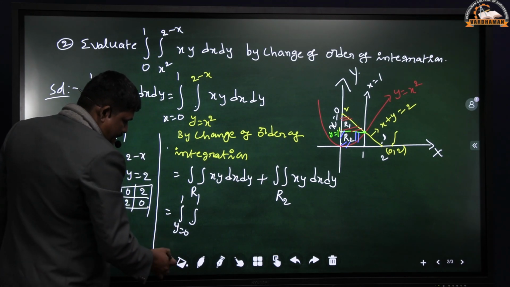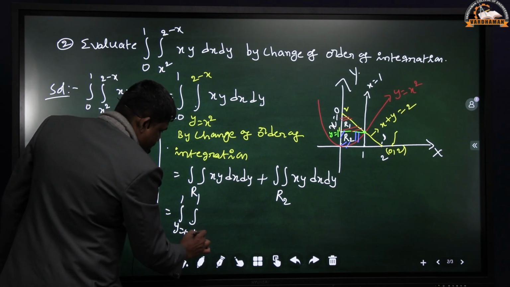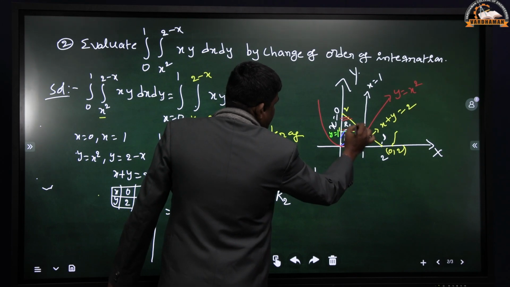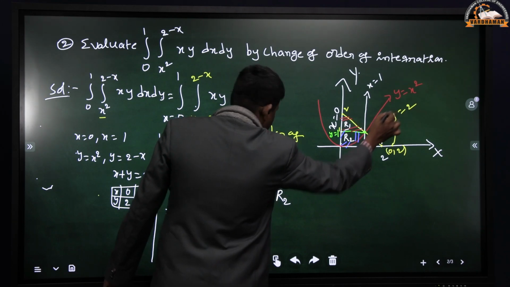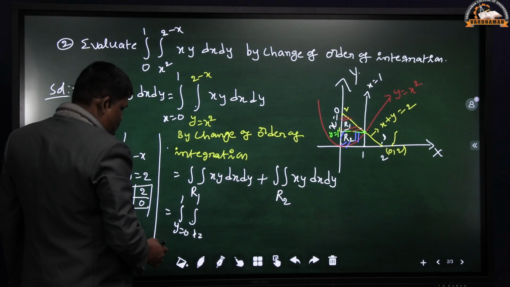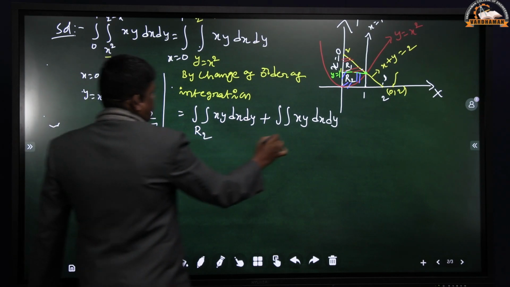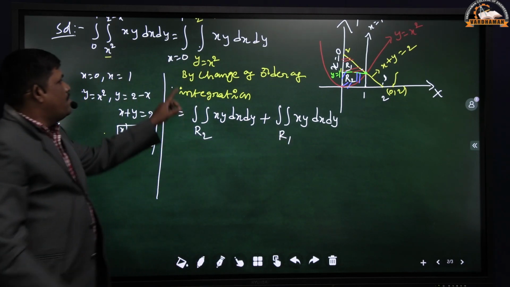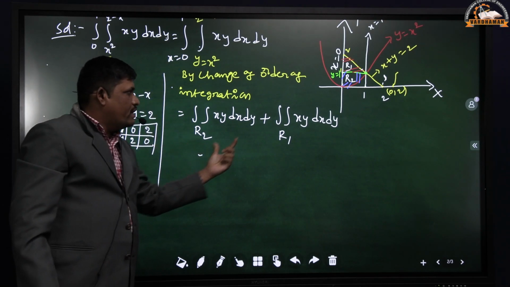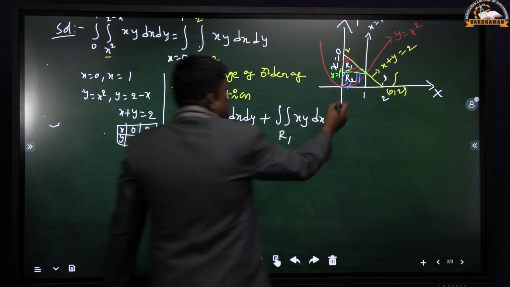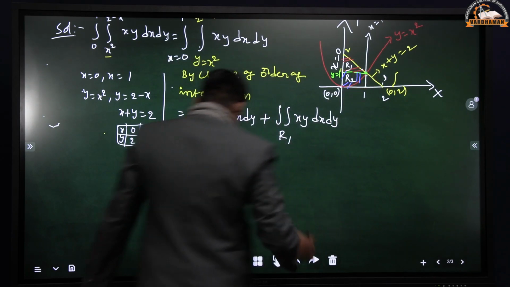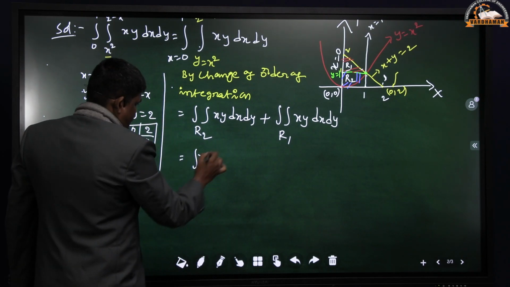Okay, and what about x limits? X is equal to, you are moving from here to here. This is x is equal to 2 minus y. Y is equal to 1 to 2. Make it R2. By changing order of integration, the given region is divided into two parts, R1 and R2. R2 means here it will start from 0, 0, 2 and this line. So you are going to get a double integral.